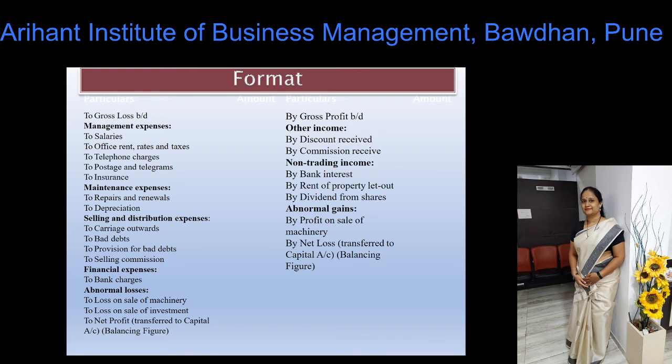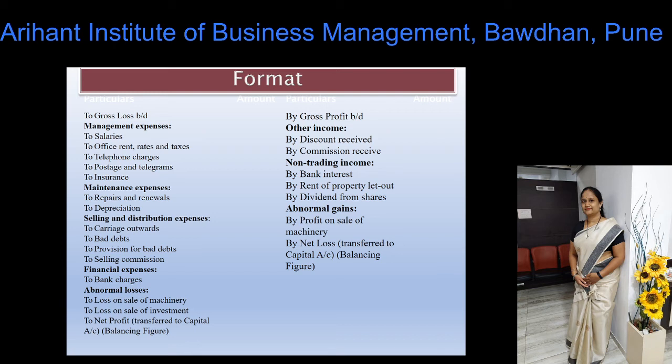So all expenses which are not directly related to your production activity or your business activity will appear on the debit side of the profit and loss account. You can see carriage outward here. We saw carriage inward in the trading account because carriage inward is the amount you need to pay to bring raw material to your industry. So that is essential for production, and that appears in the trading account.